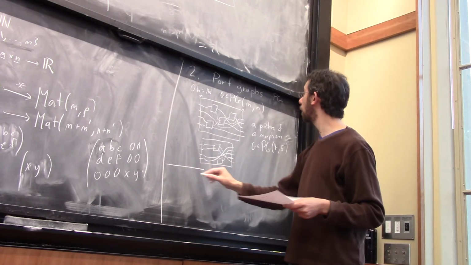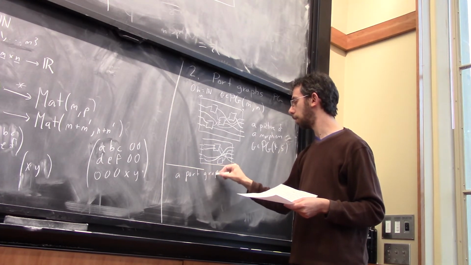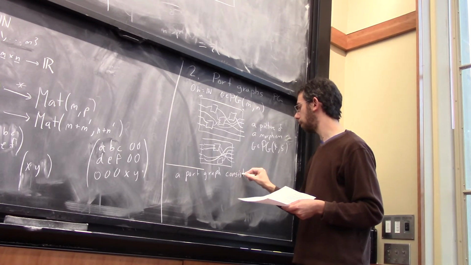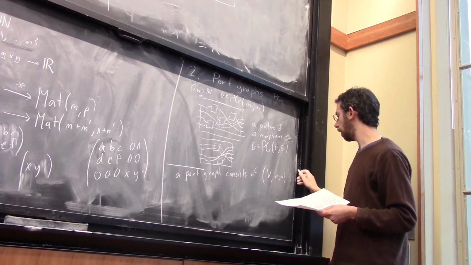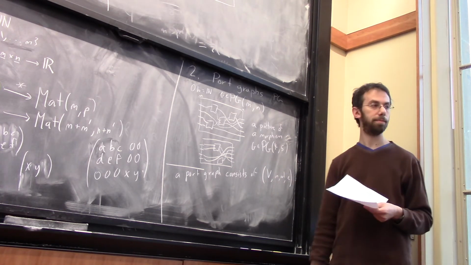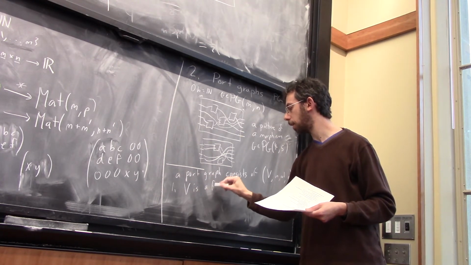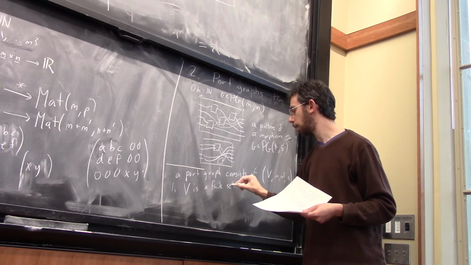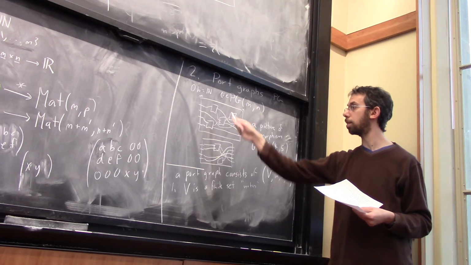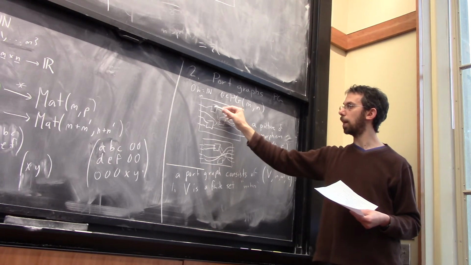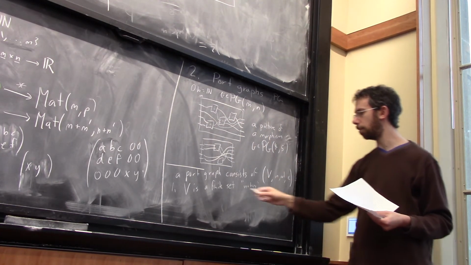So a port graph consists of a V, an in, an out, and an iota, where, one, V is a finite set. I guess we're thinking of them as vertices, but maybe it would have been better to call them boxes. So in this case, V will be like the set F, G, H, I. So a finite set of vertices.